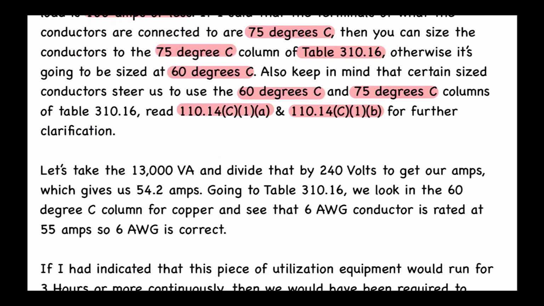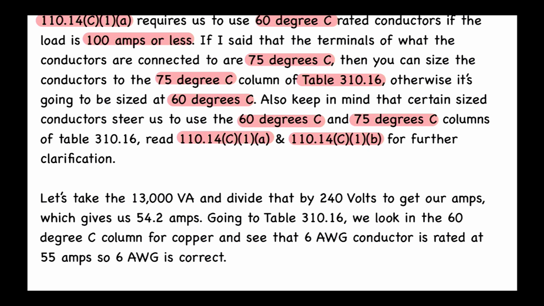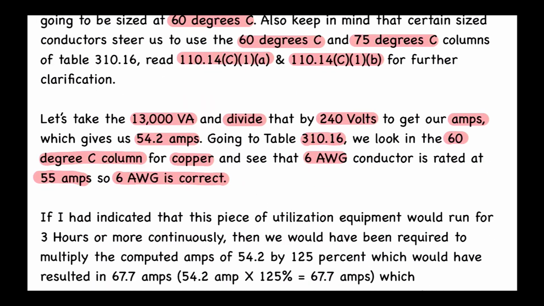All right, so let's continue. Let's see what we got. Let's take the 13,000 VA and divide that by 240 volts to get our amps, which gives us 54.2 amps. Going to Table 310.16, we look at the 60 degree C column for copper and see that 6 AWG conductor is rated at 55 amps. So 6 AWG is going to be correct.